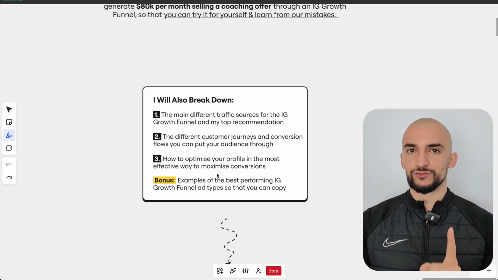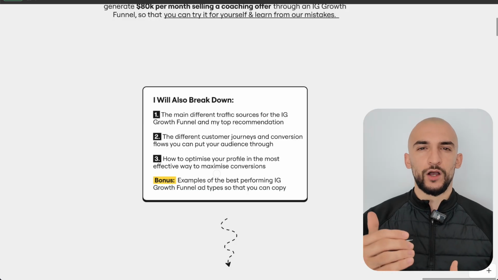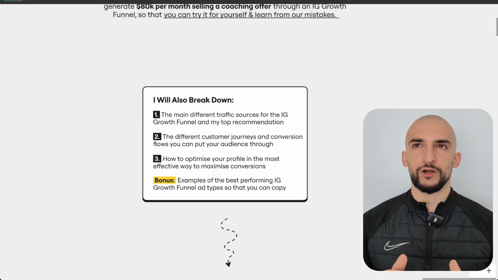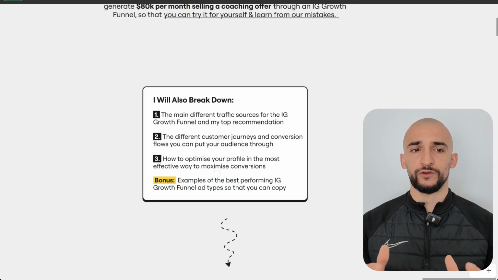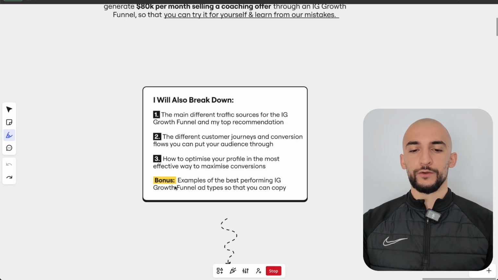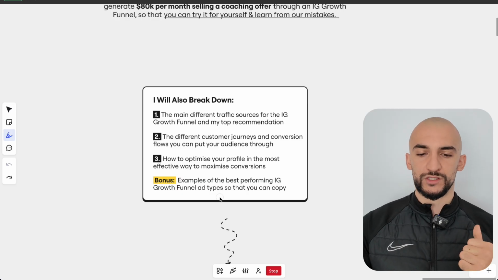Because if you can get this right, guys, you're going to become like a one of one, right? It's hard to replicate this strategy if you get it right, and you can almost create like a moat around your business, which is pretty cool, especially if you're in an industry where competition is pretty high. And as a little bonus, I'm going to be walking you through some examples of the best performing Instagram growth funnel ad types so that you can copy them for yourself.